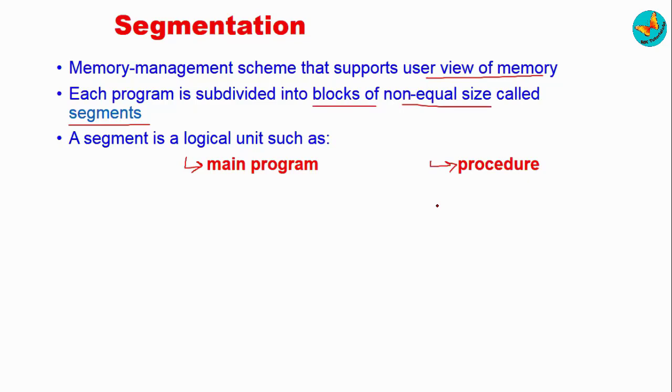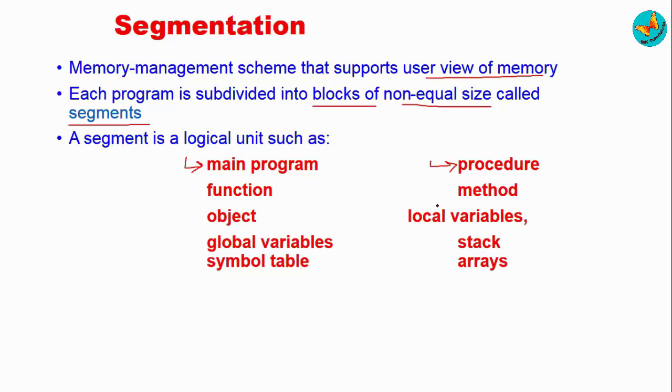So your main program could be different, then your procedure could be different. I'll give you some more examples: function is there, method is there, object is there, then local variables are there, global variables are there, then stack is there, then in assembly language programming we use symbol table and arrays are there. So basically, these types of structures you can find in any program, isn't it?